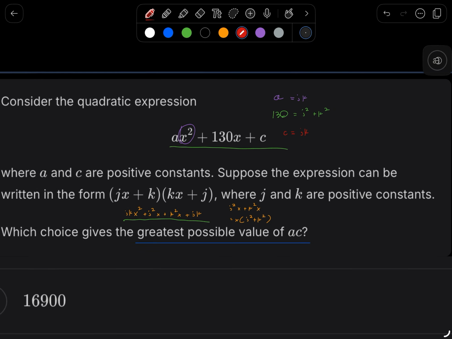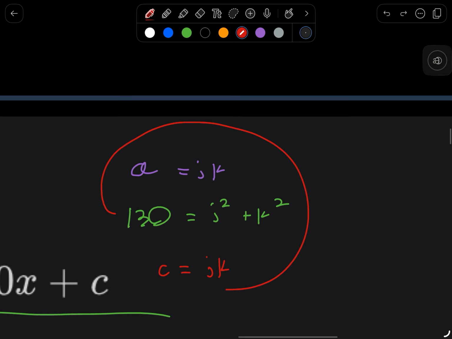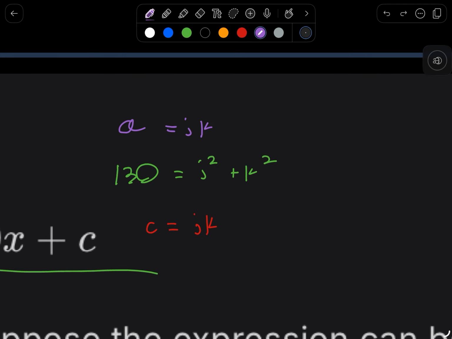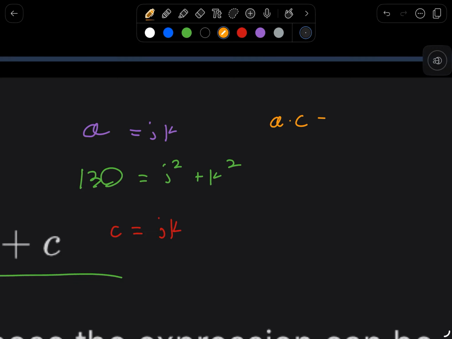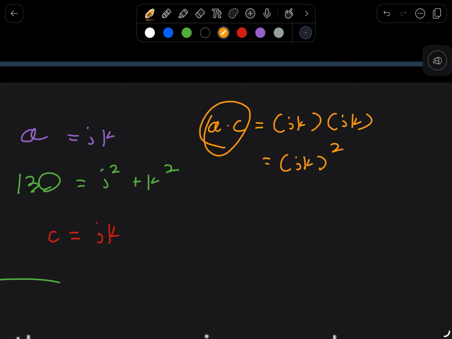Now, we know that we're trying to maximize AC. So given these equations, how do we get AC? Well, you can just multiply this and this together. And if you do that, you get A times C is equal to JK times JK, which is, of course, JK squared. So essentially, we're maximizing AC, which means we're actually maximizing JK squared.